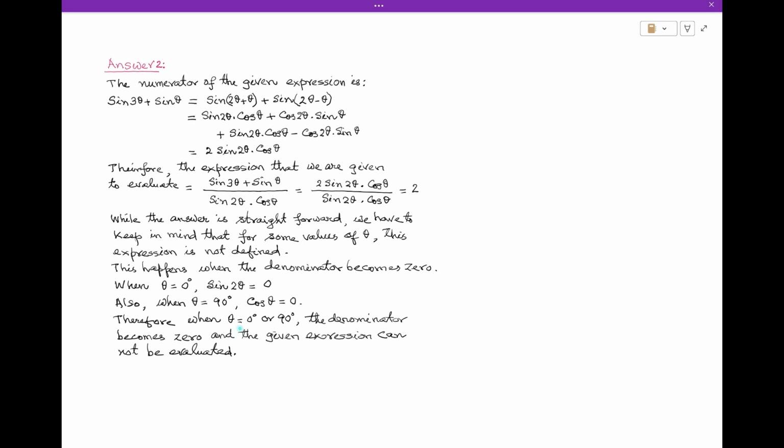Therefore, when theta is equal to 0 or when theta is equal to 90 degrees, the denominator becomes 0 and the given expression cannot be evaluated. So, those are the considerations.